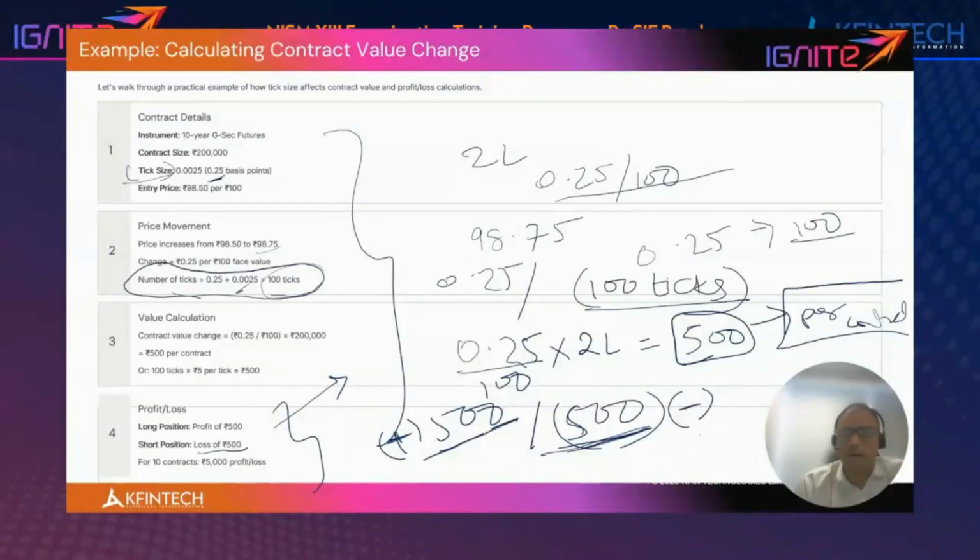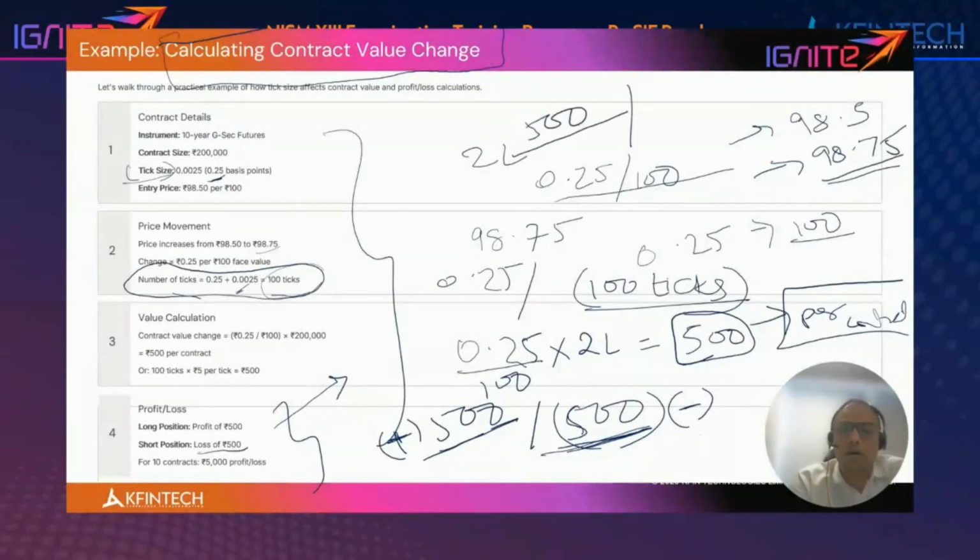So, a straightforward calculation for interest rate futures. This is basically telling you the expected contractual value change. So if you enter into a contract at 98.5 and the price moves to 98.75, in actual cash and actual rupee terms, your profit or loss will be 500 based on the number of ticks.